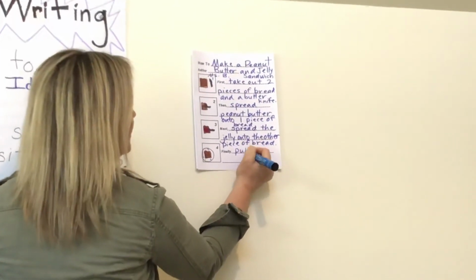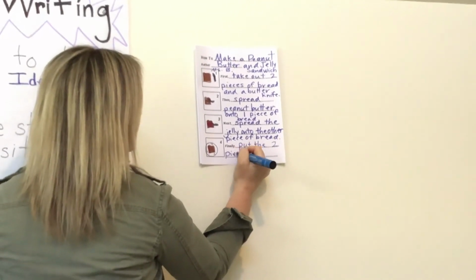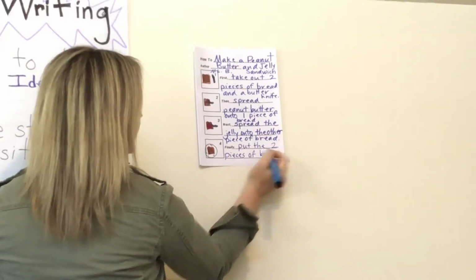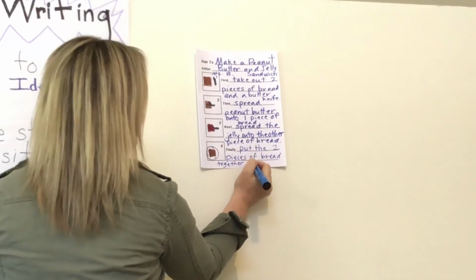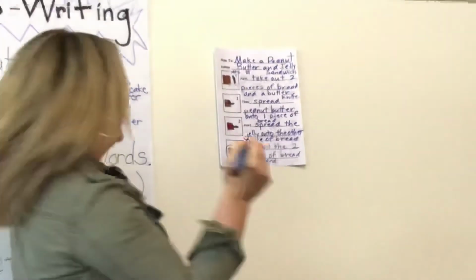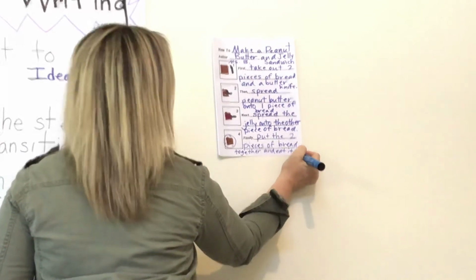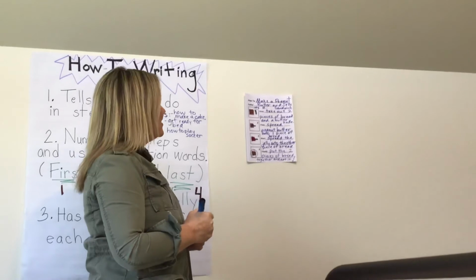Finally, put the 2 pieces of bread together. And you guessed it, eat it. Eat it! Exclamation mark, because now we've made the best peanut butter and jelly sandwich ever.